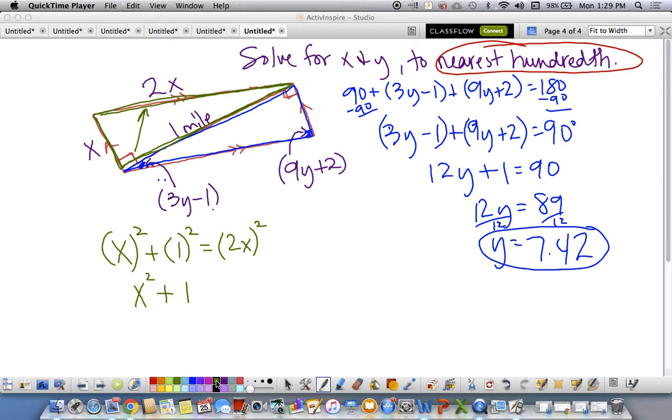(2x) squared. Did you multiply it by itself? I need you to multiply it by itself. So I put that in parentheses every time. That reminds me to say it's 2x times 2x, which is 4x squared. Now, can you solve for x?